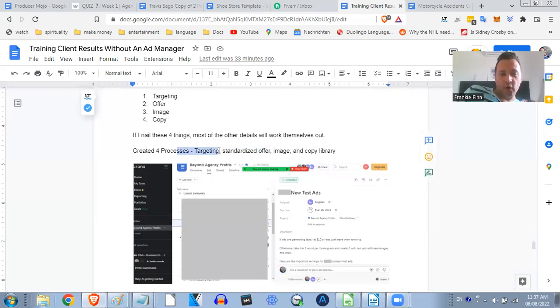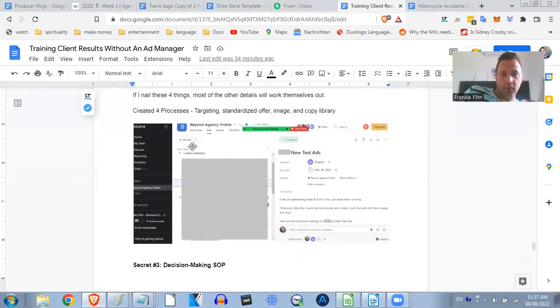But we created 4 processes for each of those things and put them all in Asana, right? Like these are my systems. I want somebody to be able to log into Asana, a virtual assistant, and follow my process step by step for here's how we target. Can you see yourself actually doing that? Can you see how that would make your life easier? If you could just explain to somebody, here's how we target, here's what we offer them, here's how we create images, here's our copy library.